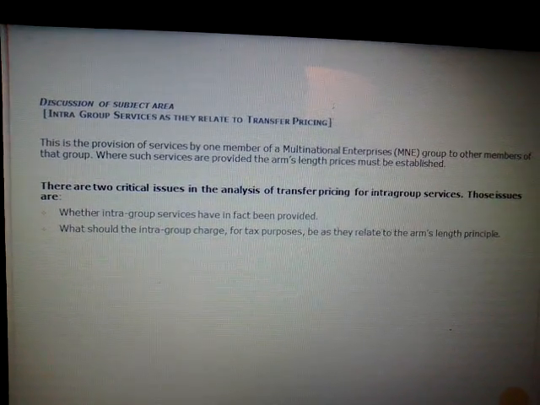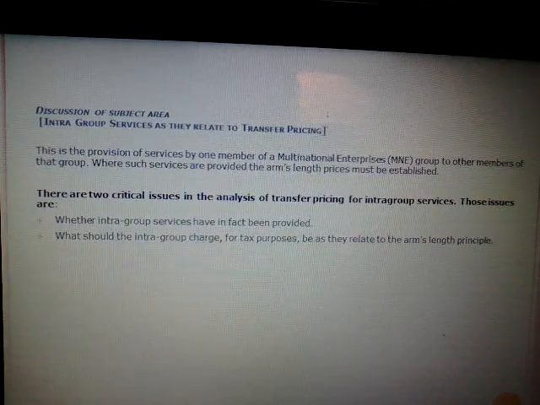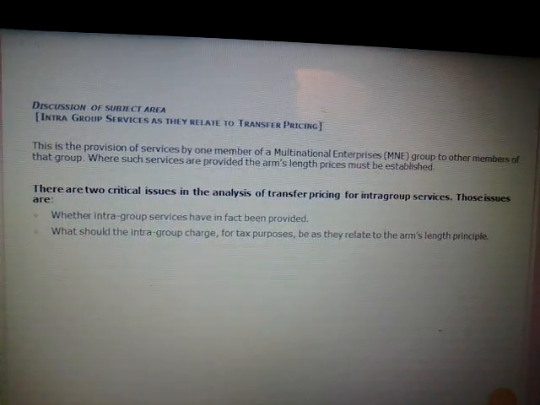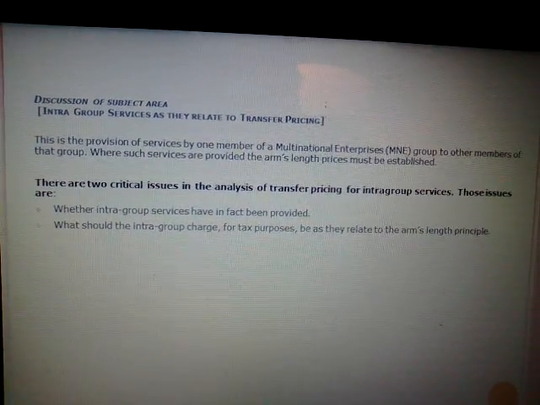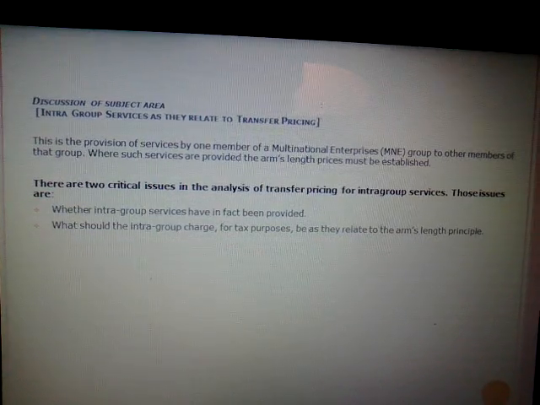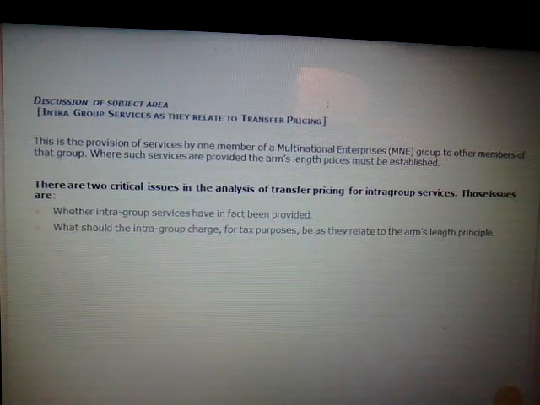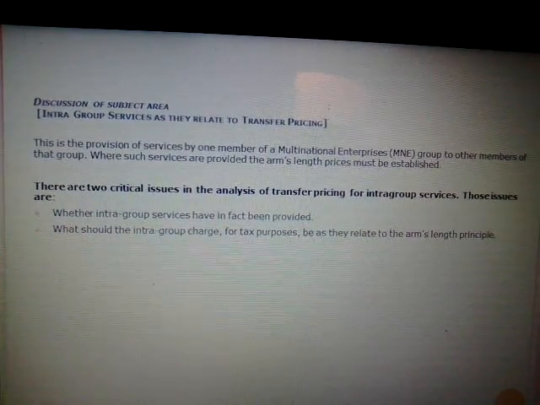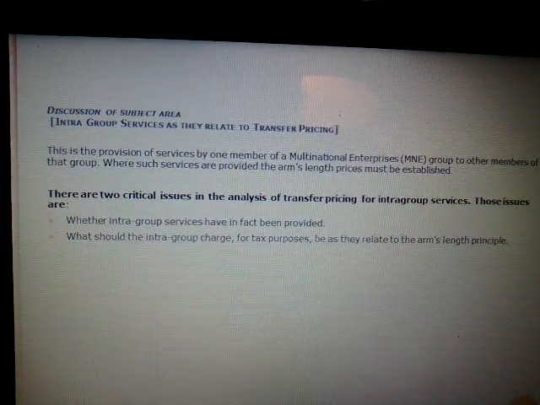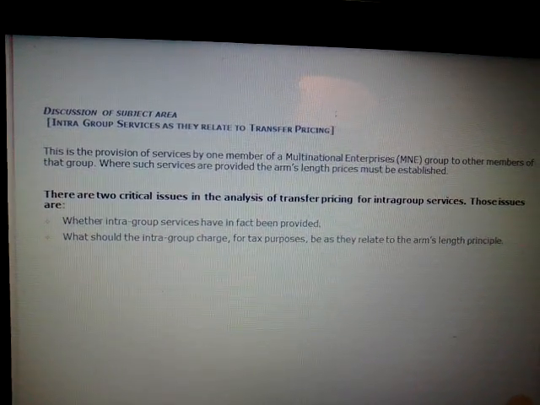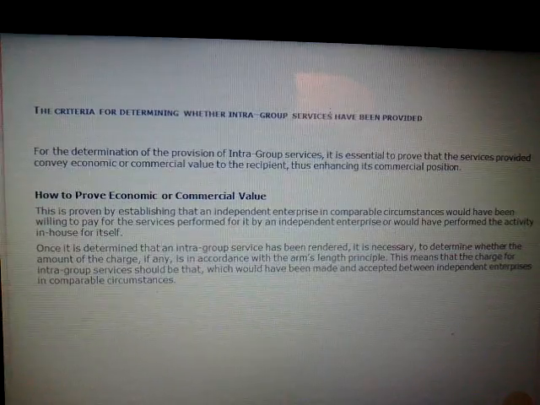Discussion of subject area. Intra-group services as they relate to transfer pricing. This is the provision of services by one member of a multinational enterprise, the MNE group, to other members of that group. Where such services are provided, the arm's length prices must be established. There are two critical issues in the analysis of transfer pricing for intra-group services. Those issues are whether intra-group services have in fact been provided, and what the intra-group charge for tax purposes should be as it relates to the arm's length principle.